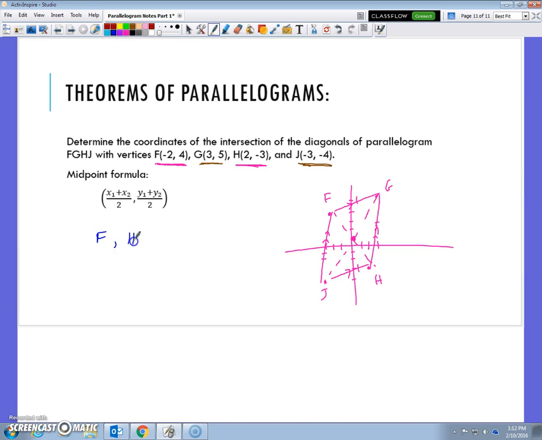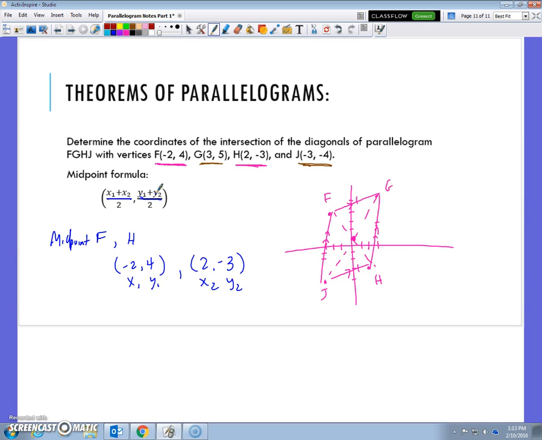I'm doing the midpoint of these 2 coordinates. So F is (-2, 4), and H is (2, -3). Now you may have done this in algebra. I'm going to use the first x and the first y, the second x and the second y. Those are subscripts, not exponents. It just keeps our x's from being mixed up. And I'm going to plug them into the formula here. Basically this is saying halfway in between. That's why we're dividing by 2. We're finding the total of the x coordinates and dividing it by 2, total of the y coordinates and dividing it by 2. That'll be the midpoint.